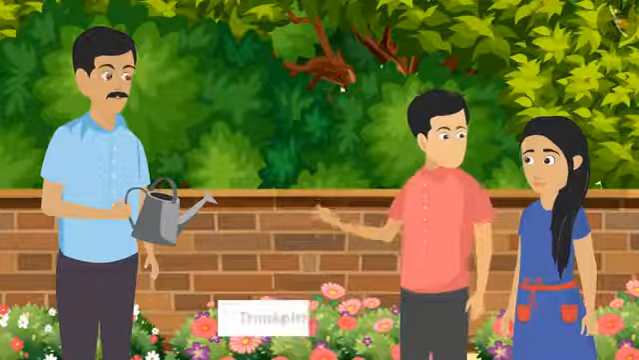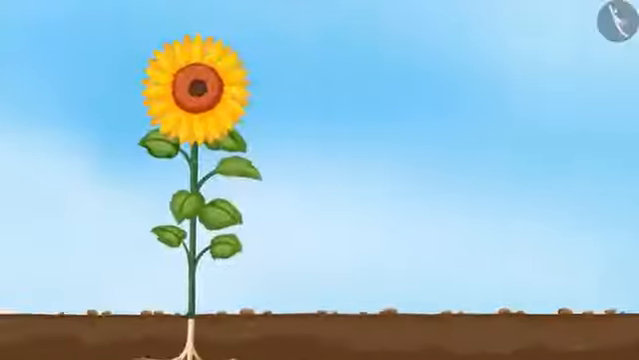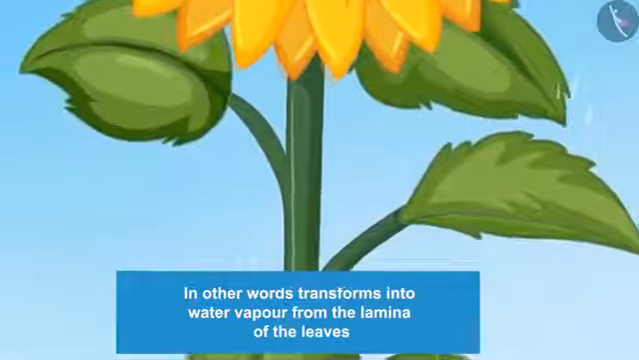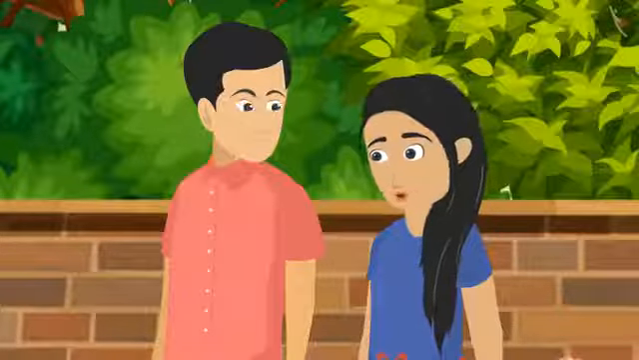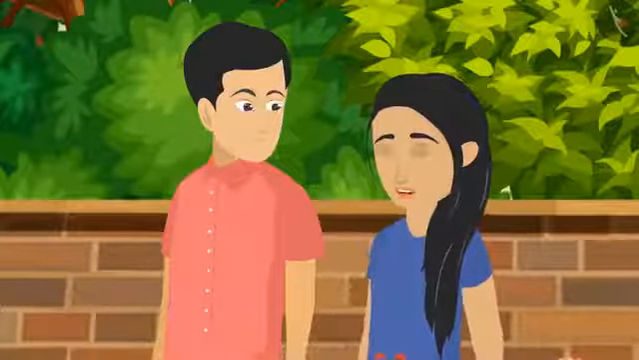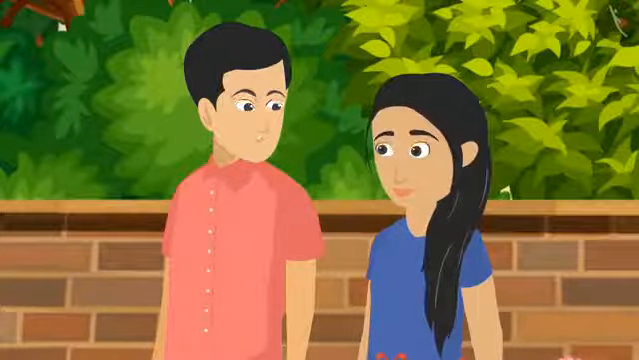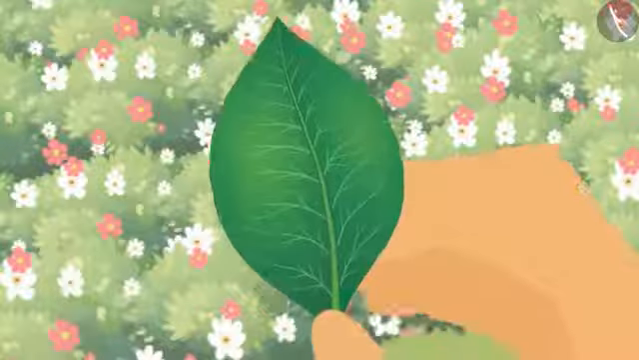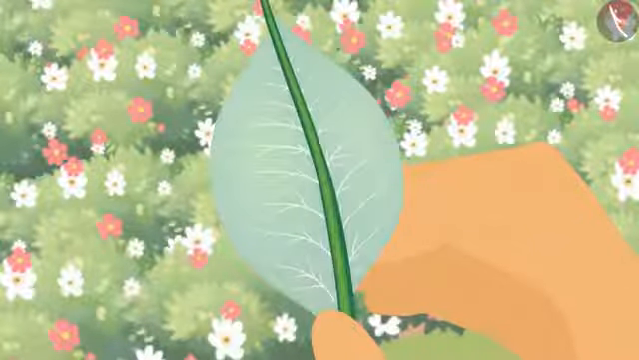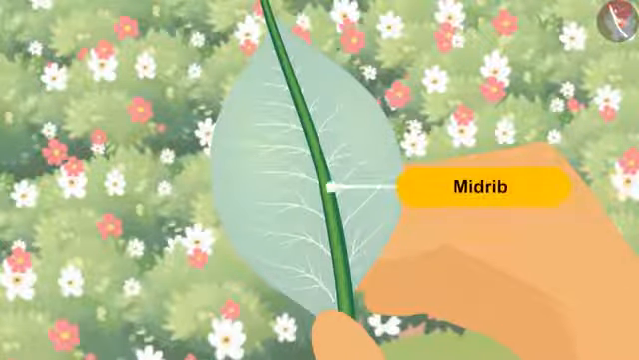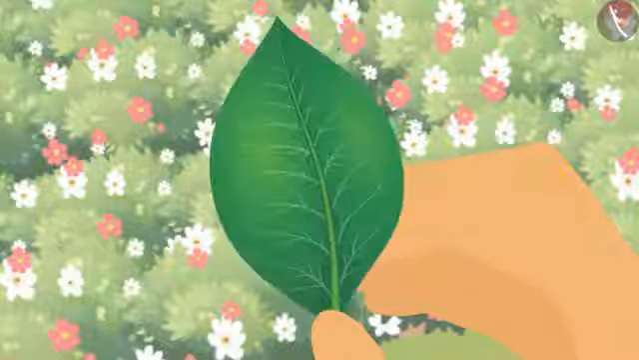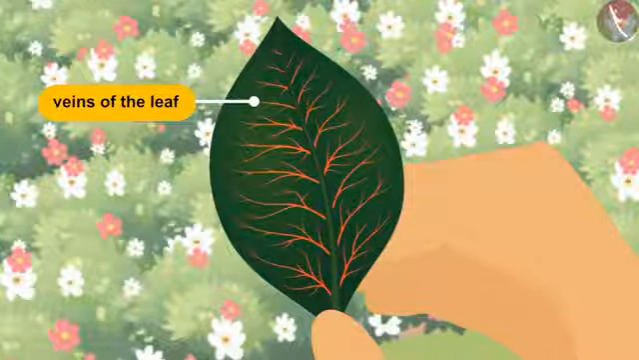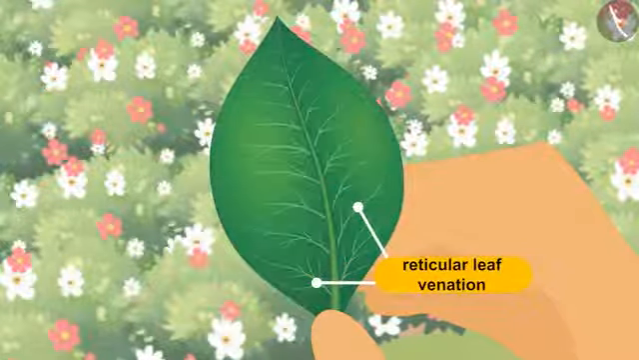It means the excess water of a plant gets evaporated, or in other words, transformed into water vapor from the lamina of the leaves. If I'm correct, lamina is the broad green part of the leaf. Correct. See, this hard line in the middle of the leaf is called midrib. And the other lines surrounding the midrib are called veins of the leaf. The design made by veins in a leaf is called the reticular leaf venation.